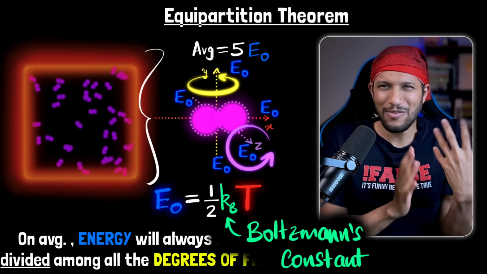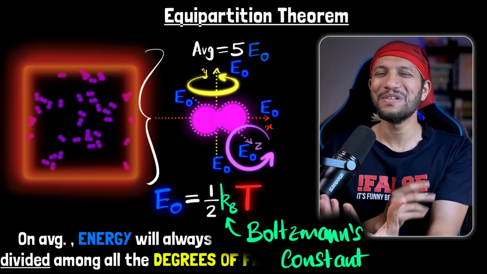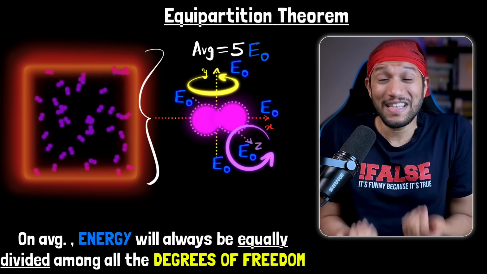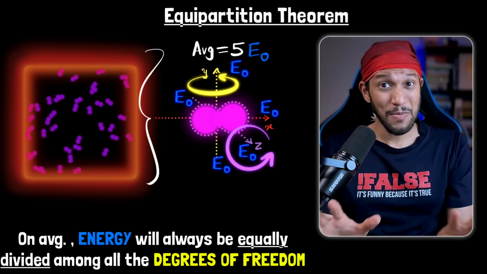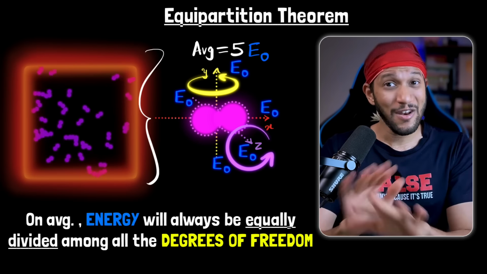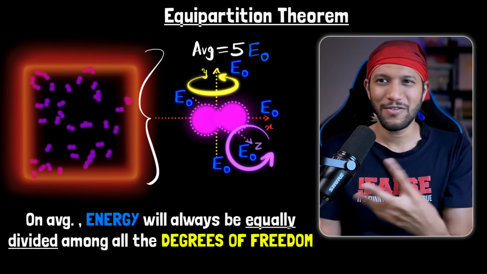It's insane. That's why I just wanted to share that. It's incredible. But what matters for us, the key takeaway over here, is that the equipartition theorem says that on average, energy would be equally divided among the different degrees of freedom.